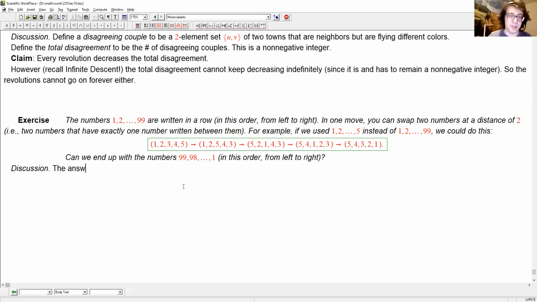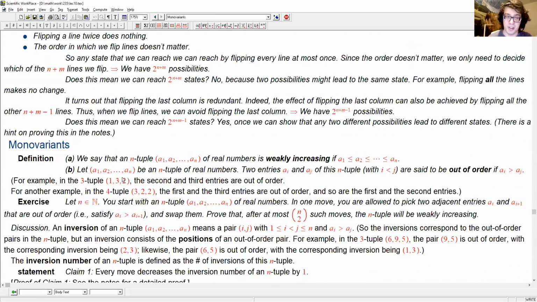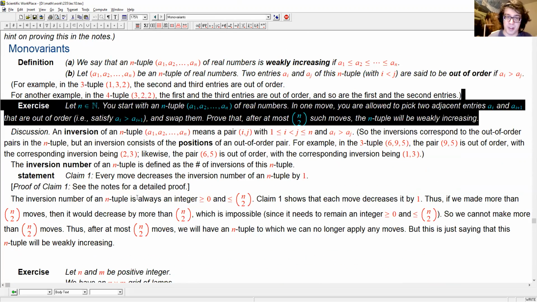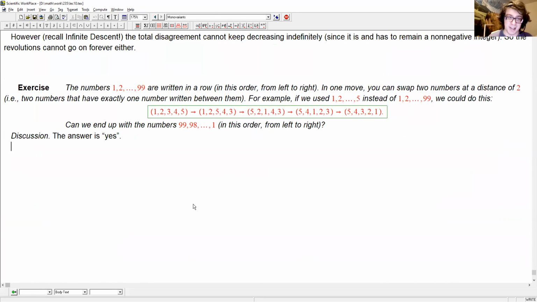Well, but this time the answer is yes. We can do this. And I'm not even going to use a monovariant to prove it. I'm going to use something that we did a while ago using a monovariant. I'm going to use this exercise about sorting a sequence. So I'm going to reuse the monovariant that we used here via this exercise. So how do we reverse the order of these 99 numbers?